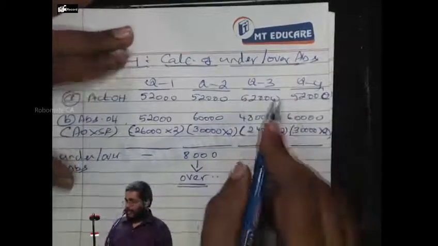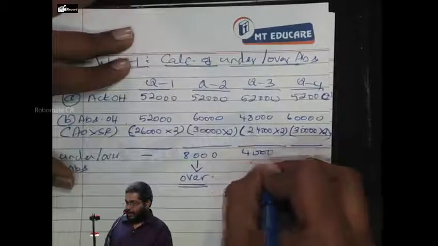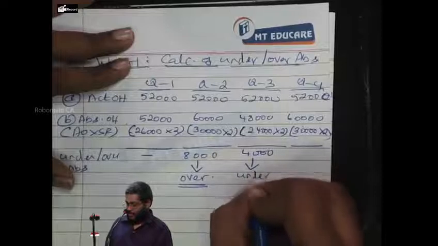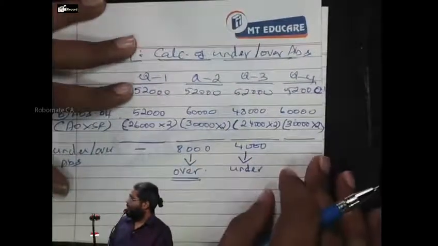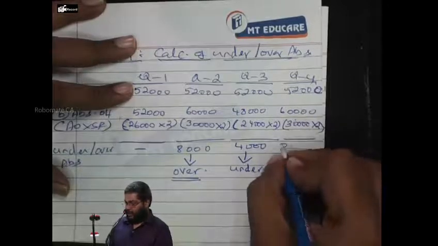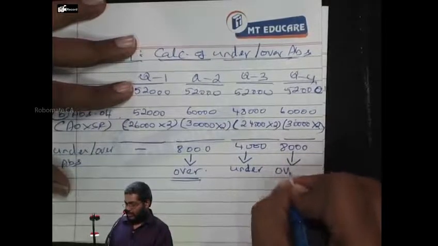Now, quarter 3, spent 52, absorbed only what? 48. How much is here? 4,000. Under or over absorption? It is under absorption. 4,000 under absorption. Quarter 4, I spent 52. I absorbed how much? 60. What's the amount here? 8,000. Under or over absorption? It is over absorption.